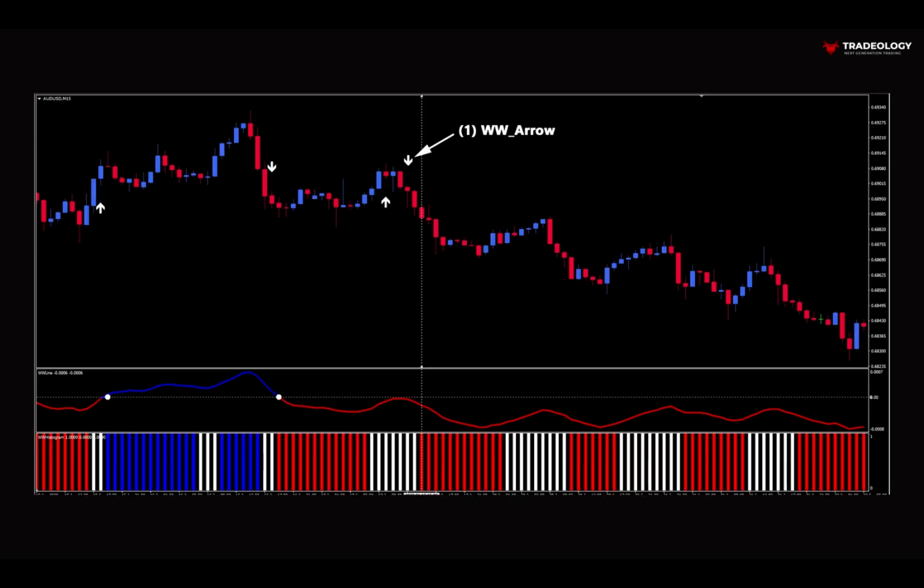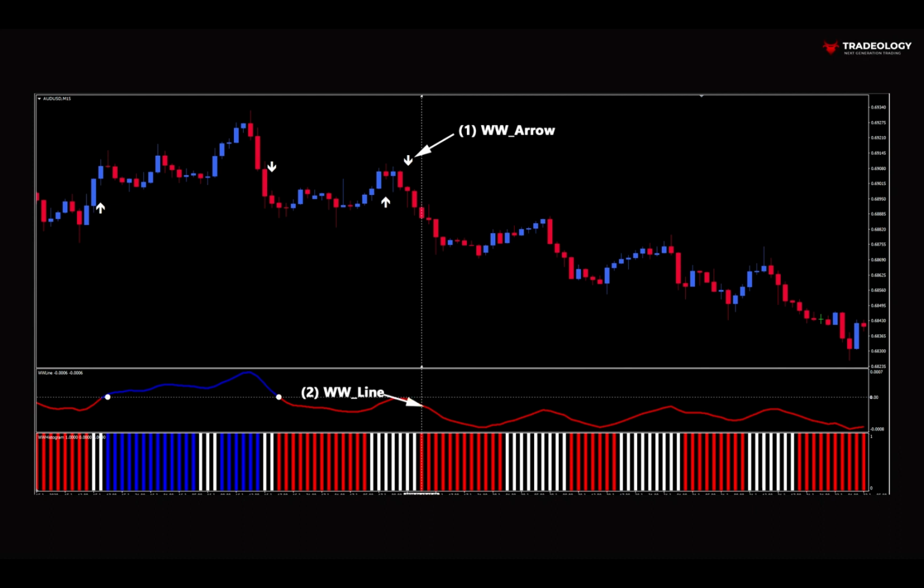Let's now look at a sell trade example. For this sell trade example, I was on the lower time frame, the 15-minute, and my currency pair was the Aussie USD. First of all, I waited for the downward WW arrow to appear on the chart. Once the arrow appeared, I knew I could start looking for a trade signal within the next 3 candles.